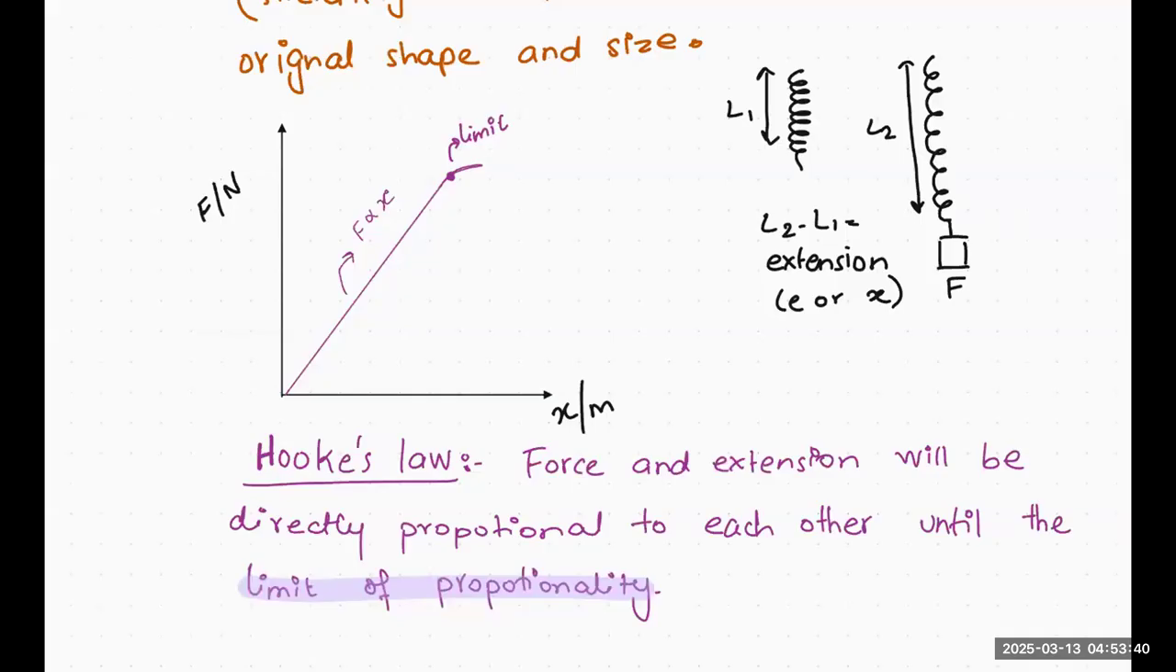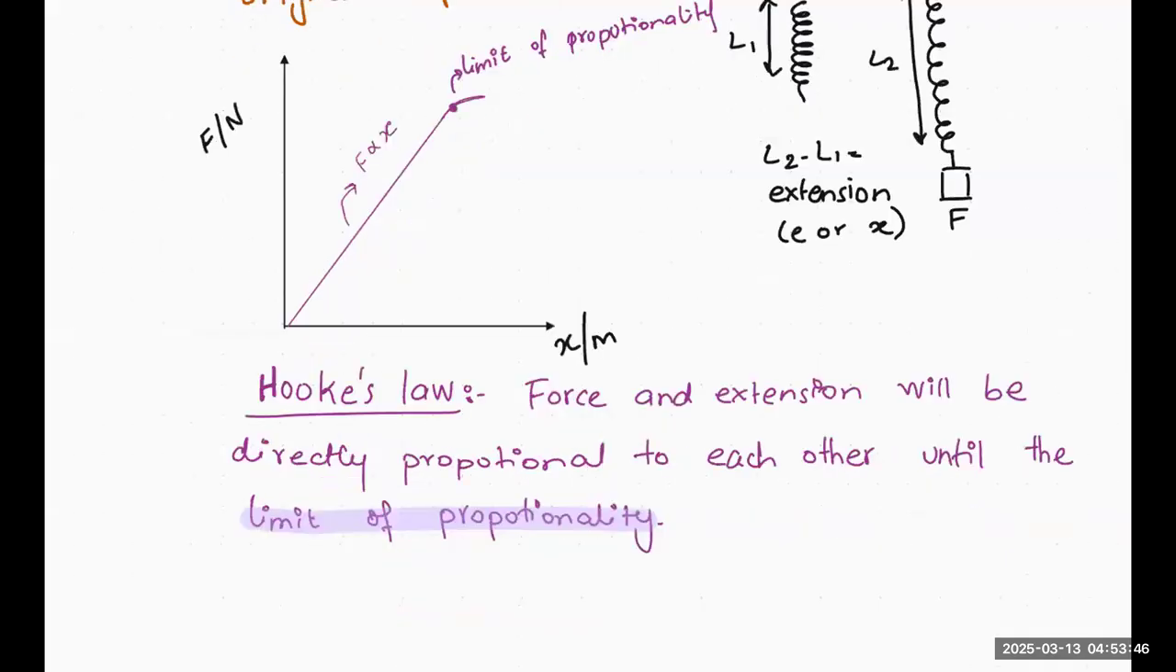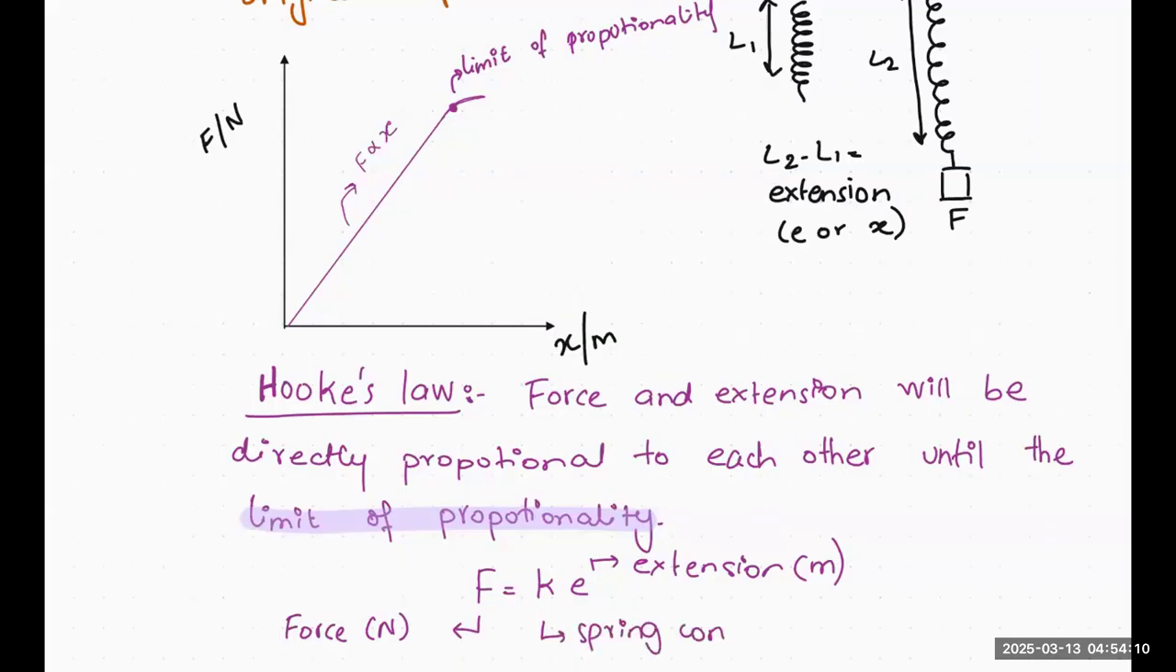This we can relate using a formula. F is equal to K E, where F is the force in newtons, E is of course your extension in meters, and K is your spring constant. So spring constant is in newton per meter. Spring constant will be different for different springs. Okay. So spring constant depends on the material of the spring itself.